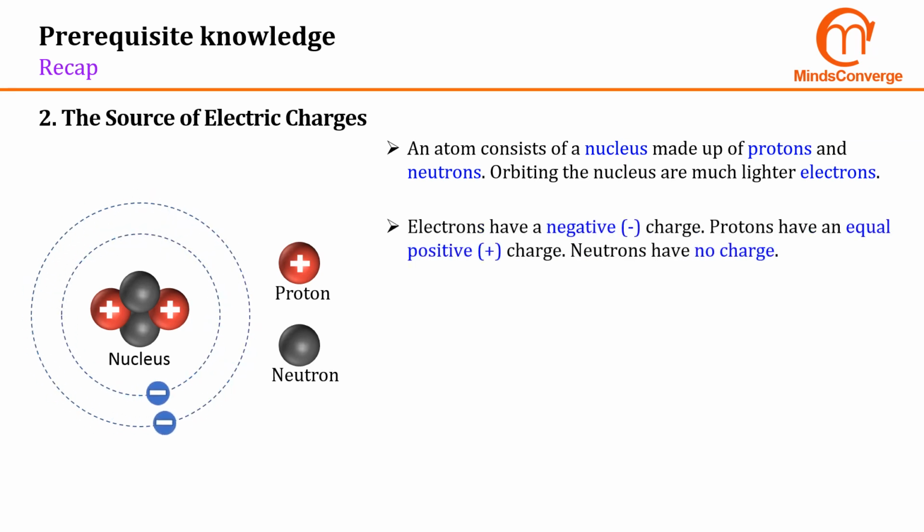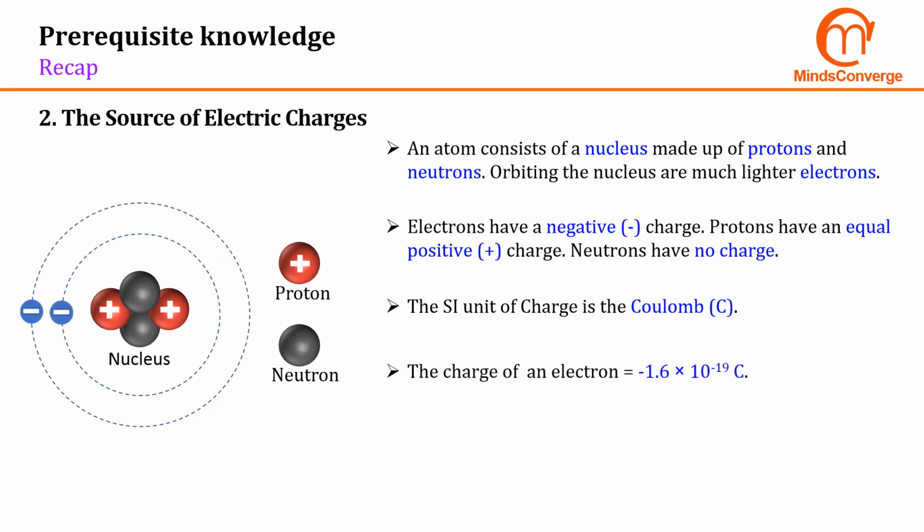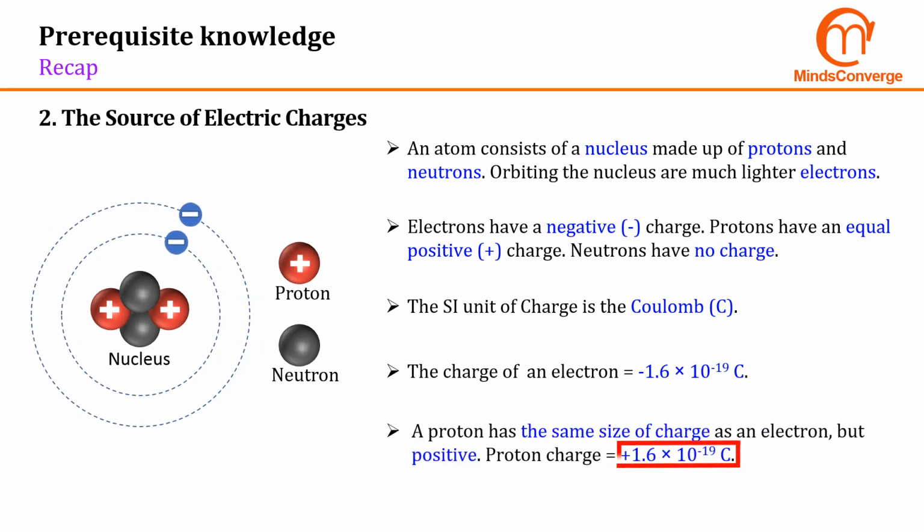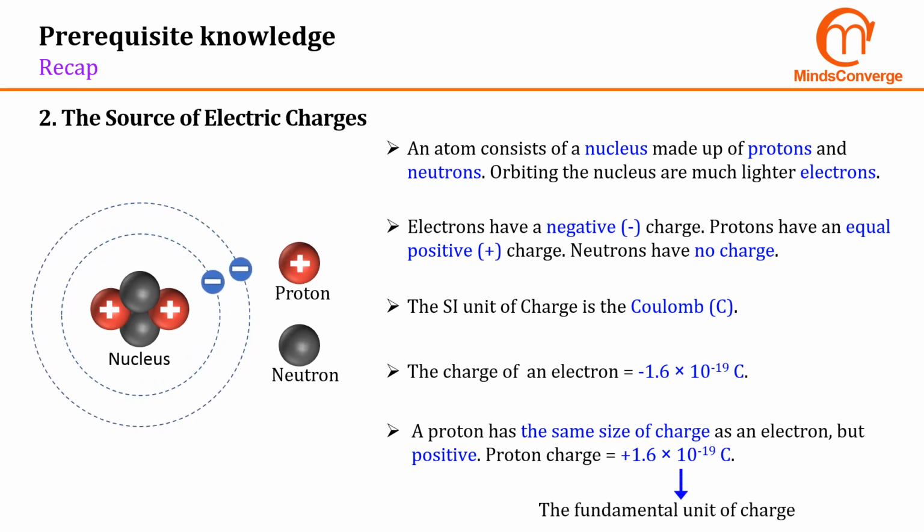The SI unit of charge is the coulomb. An electron carries a negative charge of 1.6 times 10 to the power of minus 19 coulomb. A proton has the same size of charge as an electron, but is positive. So a proton carries a positive charge of 1.6 times 10 to the power of minus 19 coulomb. The magnitude of charge carried by an electron or proton is called the fundamental unit of charge. It is also called the elementary charge.